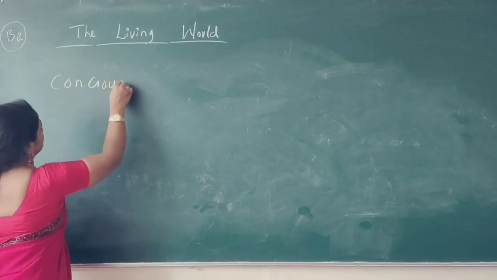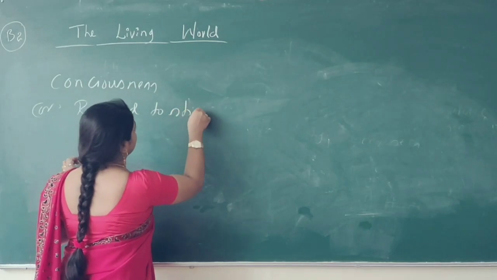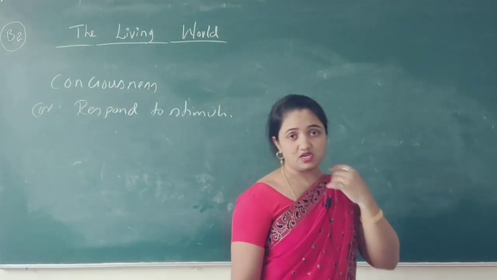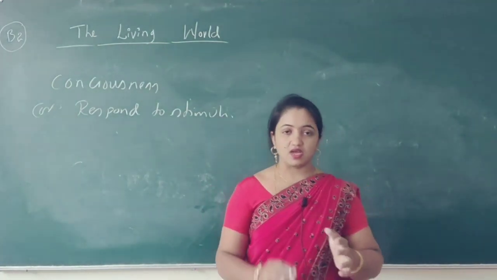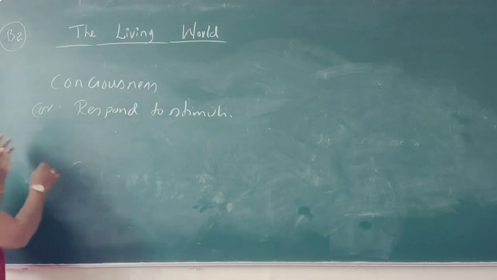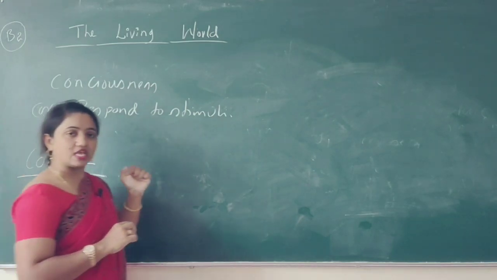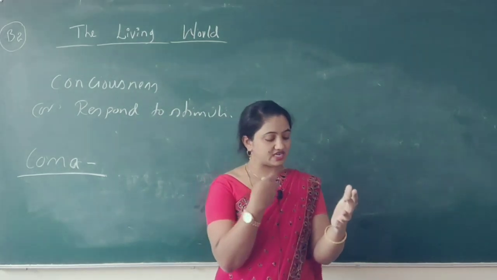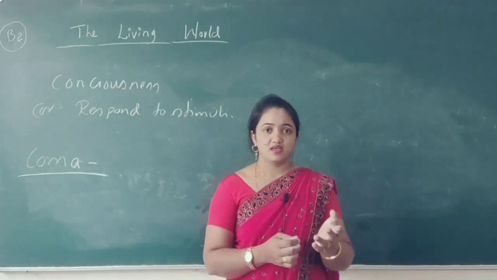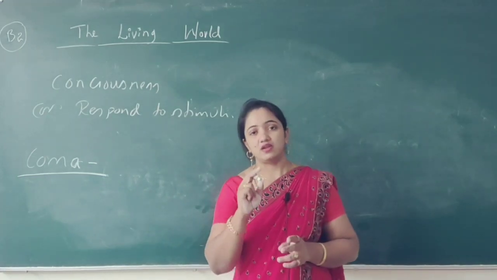The next is consciousness or response to stimuli. Yesterday I explained that consciousness or response to stimuli is not a defining property of living organism, but here I just want to correct myself. The consciousness or response to stimuli comes under defining property, but the example I gave was a coma patient. In the coma patient, the metabolism will take place inside his body. If the doctors are injecting some drugs or medicines, slowly, gradually, after a few years, maybe he will recover.